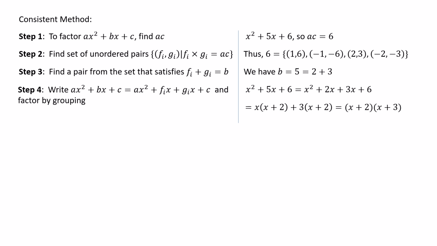But that method of just simply writing x plus 2 times x plus 3 wouldn't work if the coefficient of x squared, a, is not equal to 1. And that's the whole idea. So let's look at this example: 6x squared plus 5x minus 4, right?